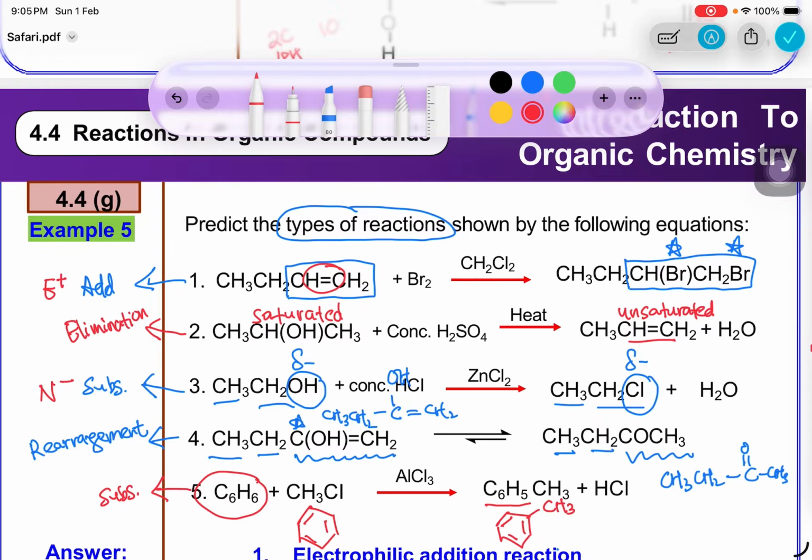What type of substitution? CH3, if it forms an ion, is always CH3 plus. In between carbon and hydrogen is partially positive. So this one is electrophilic. But because this hydrogen is attached to the benzene ring, we call this type of reaction electrophilic aromatic substitution.